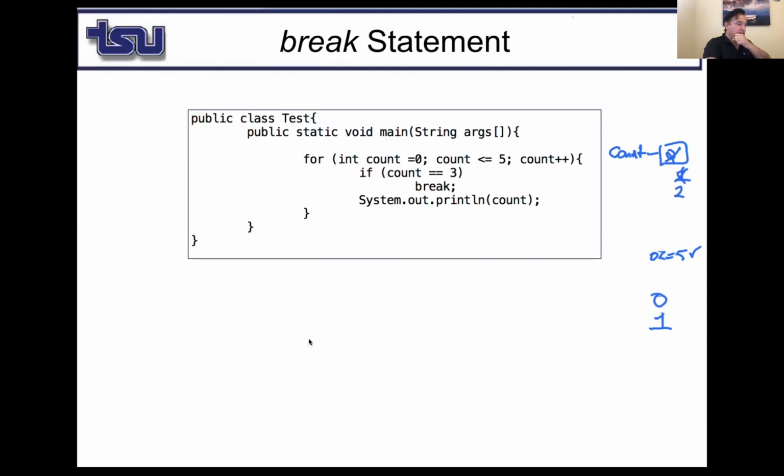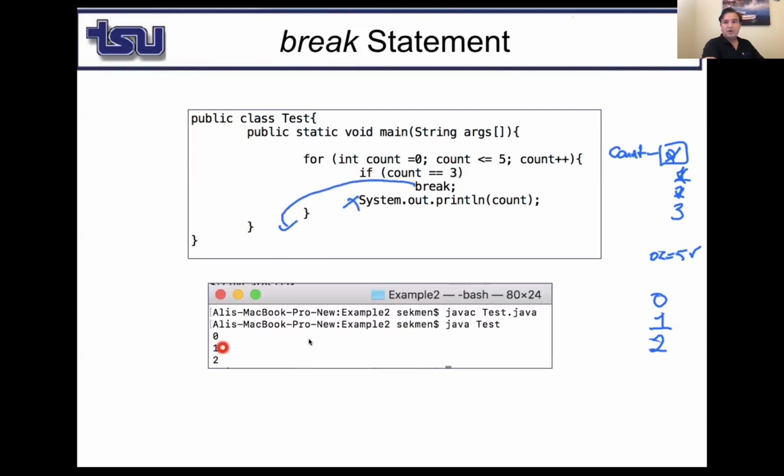Sorry, what did I do? Let's see, for 0, I print this, increase by 1, I print 1, now it is 2, it is still less than 5, and I'm gonna print 2, and increase count by 1, and count becomes 3. 3 is still less than or equal to 5, I go in, count is equal to 3, yes, I go to break, that means I'm done. I will just get out of the loop. I will not execute this one. So it's going to show 0, 1, and 2. I hope this is clear.